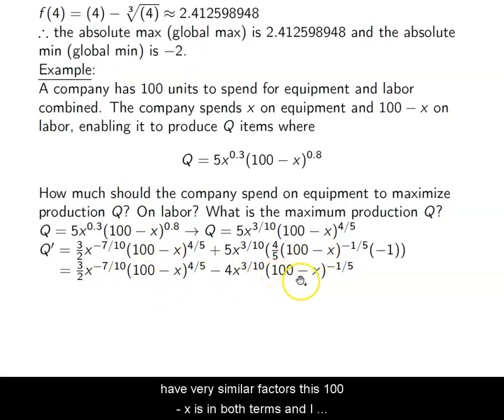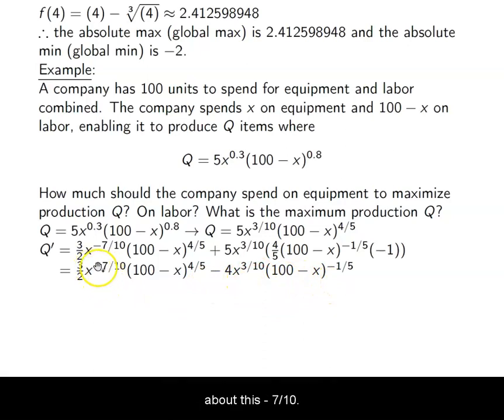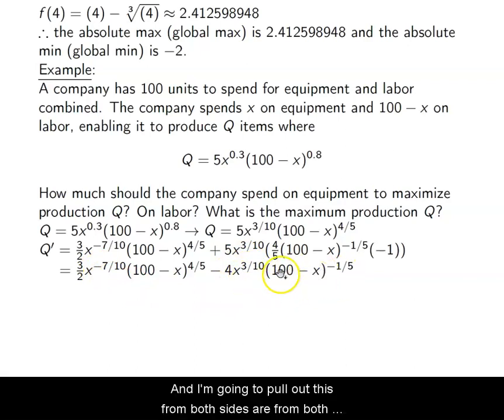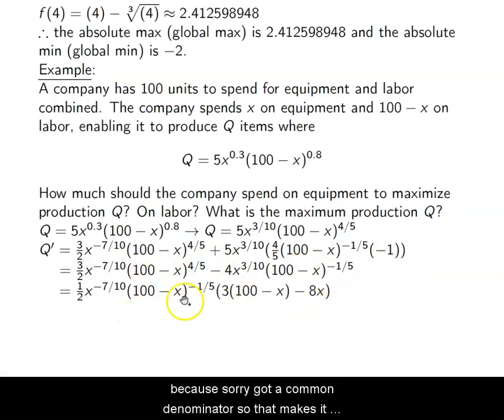This 100 minus x is in both terms, and I have x to some power in both terms. And remember, I always pull out the negatives. So from both sides, I'll factor out this negative 7/10, which will bump this up to 10 over 10. And I'm going to pull out this negative from both terms, which will bump this up to 5/5, right? Because it's already got a common denominator. So that makes it really nice to look at.